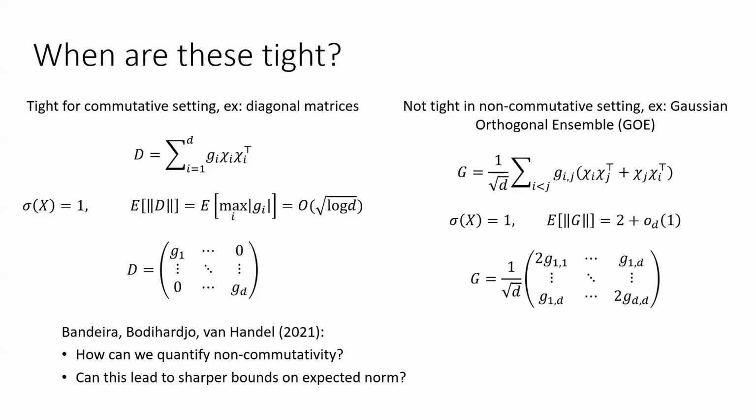Is there any intuitive explanation why commutativity should show up in terms of how tight the inequality is? Yes, but I will not get into that for this talk. It has to do with non-crossing combinatorics. There are some nice combinatorial reasons for this, but I don't have time to get to it, so we can talk afterwards.